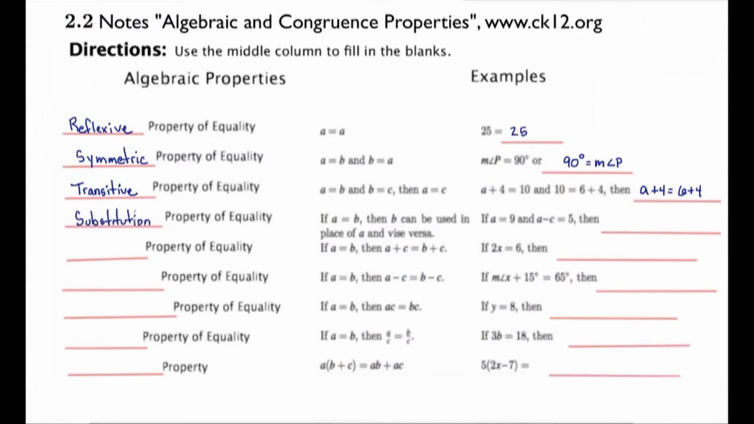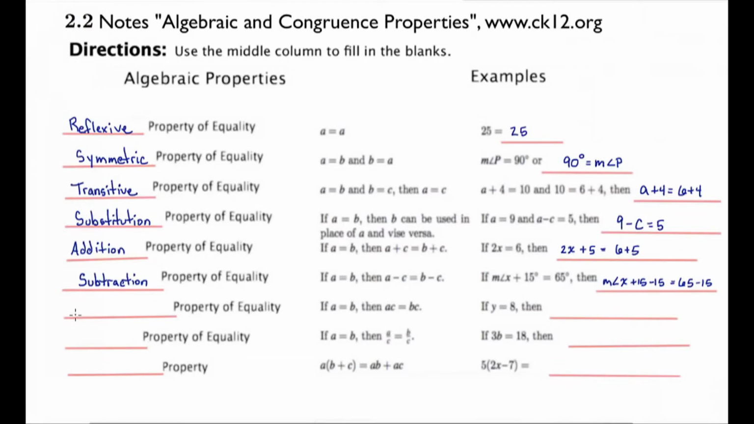The substitution property of equality states if A equals B, then B can be used in place of A and vice versa. The addition property of equality says if A equals B, then A plus C equals B plus C, so we can add C to both sides. The subtraction property of equality states if A equals B, then A minus C equals B minus C.